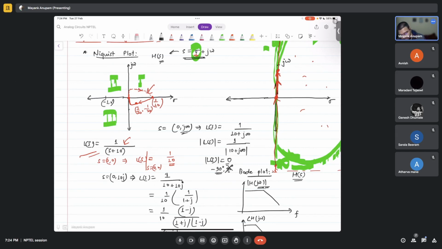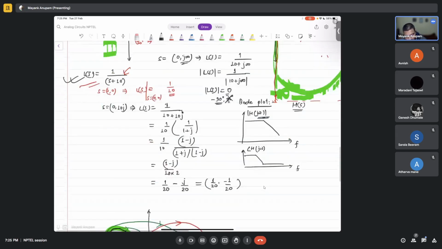So in this case, you can see that it can never encircle, whatever value of L(s) you choose. Even if you change this to, let's say, 10 to the power 4, it doesn't matter, right? It will always be the same way. It will never encircle the minus 1 comma 0 point, correct? So that is why it will always be stable.